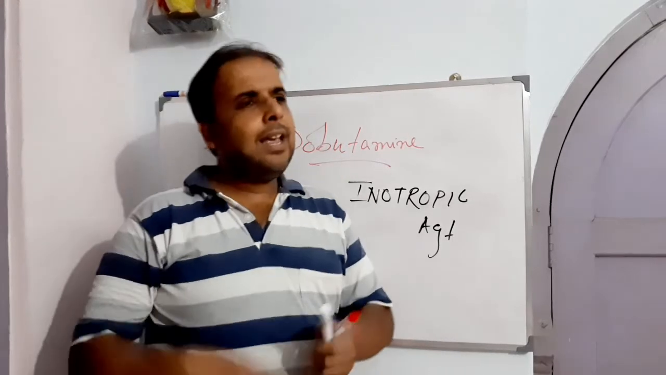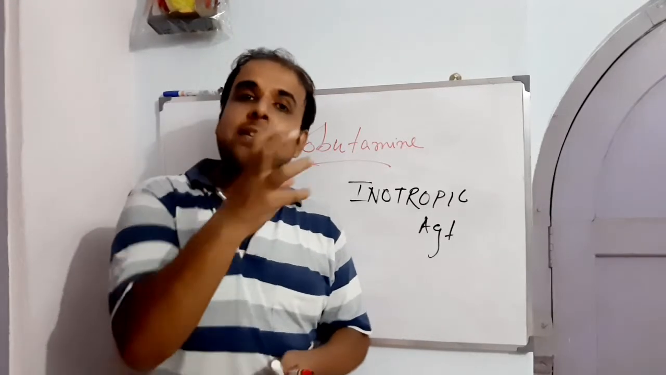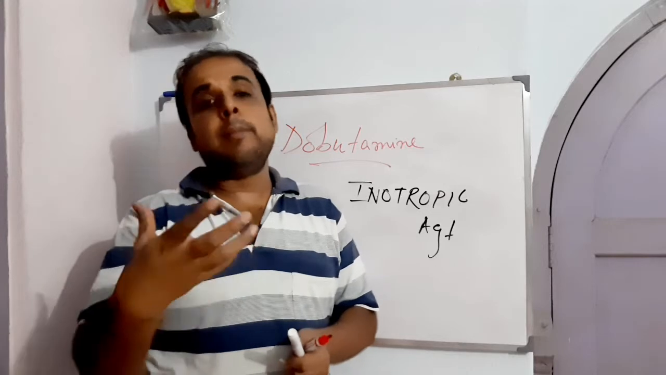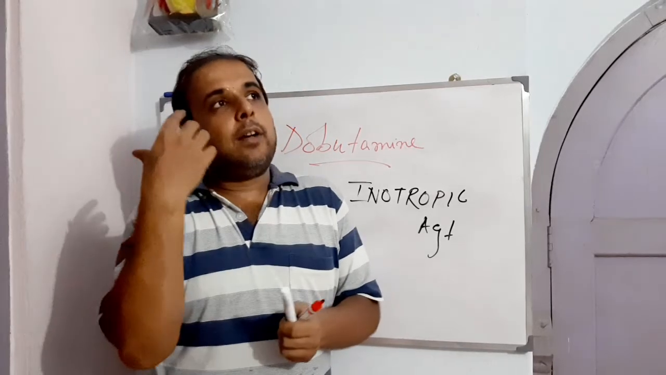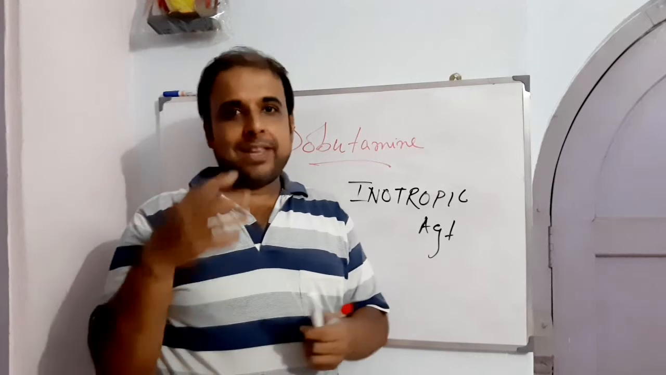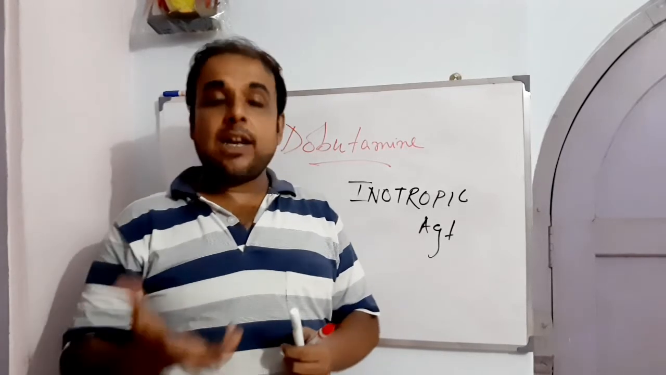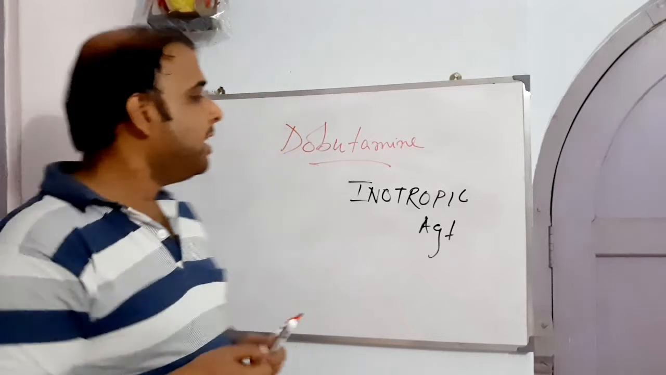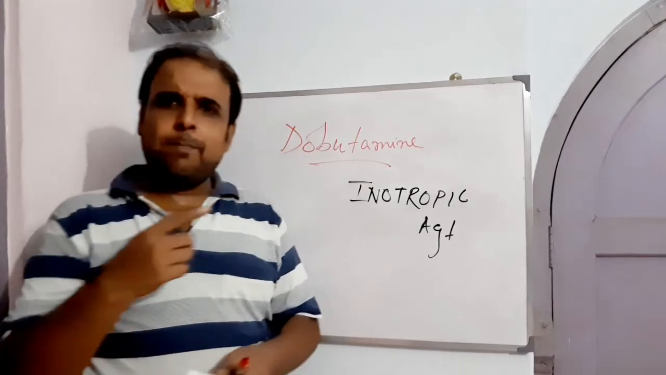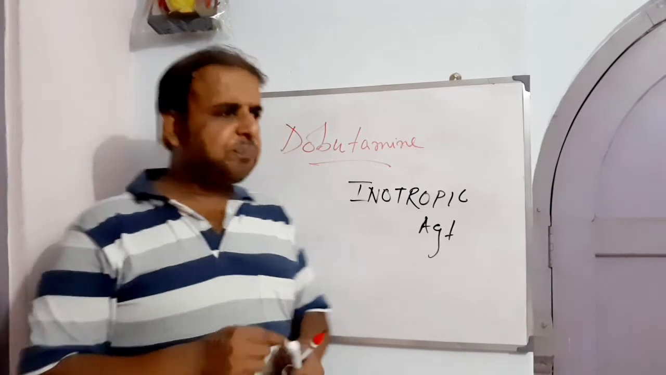Why? Because with the help of dobutamine, out of this forceful contraction, probably the residual volume, the blood which is difficult to pump out, can be ejected. So dobutamine, as I said, is an example of a drug which can act on both alpha as well as beta.